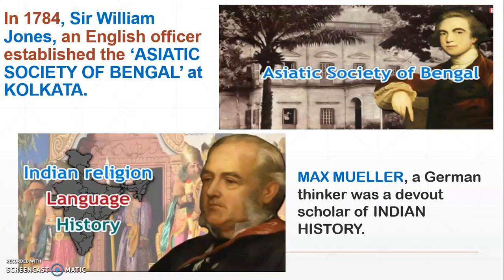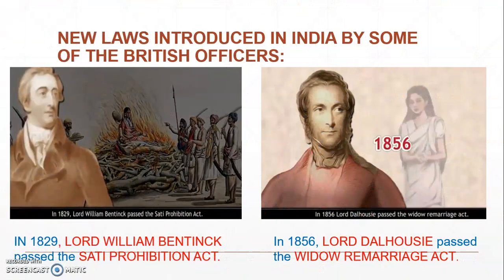In the year 1784, Sir William Jones, an English officer, established the Asiatic Society of Bengal at Kolkata. Similarly, Max Muller, a German thinker, was a great devotee and scholar of Indian history. He studied Indian religion, Indian languages, and ancient Indian history. Not only that, there were many other English officers who did some important work. Like this, new laws were introduced. Like Lord William Bentinck.